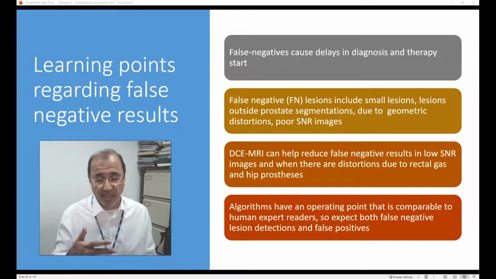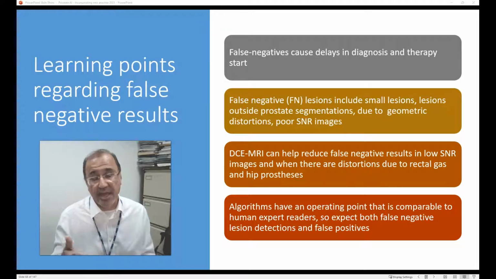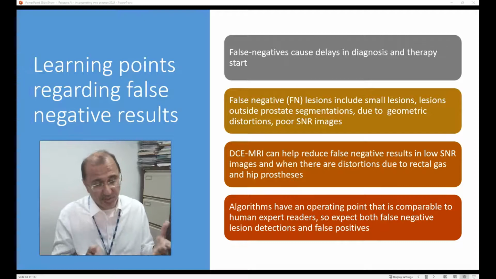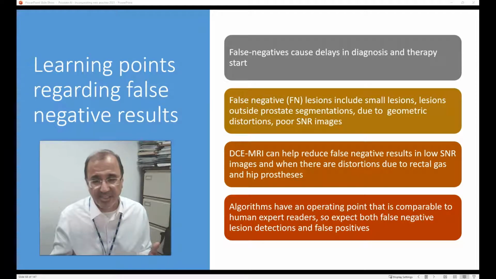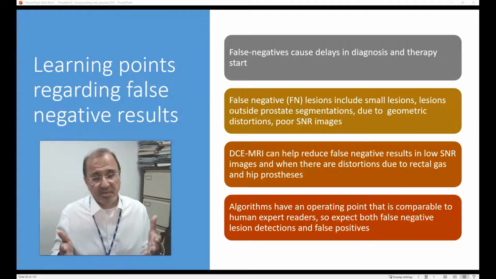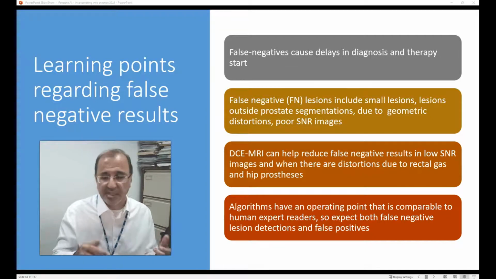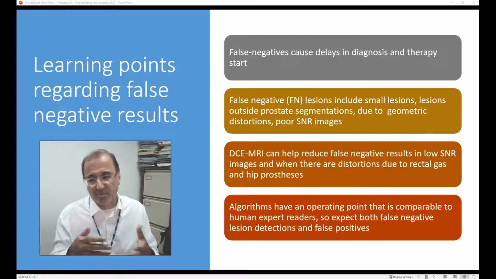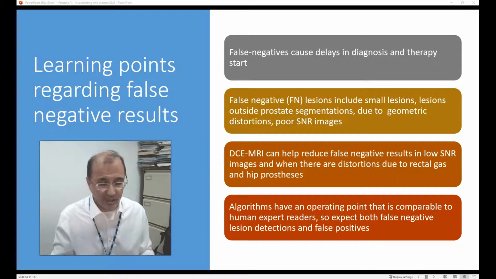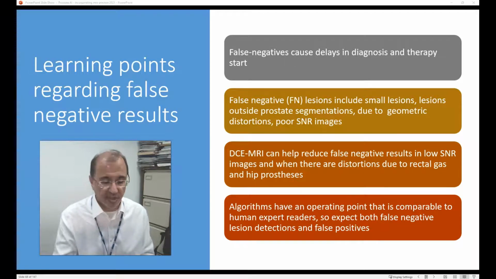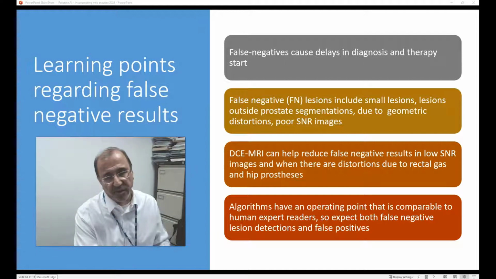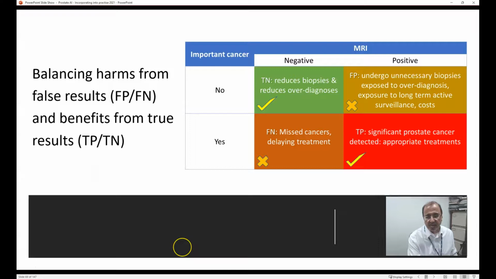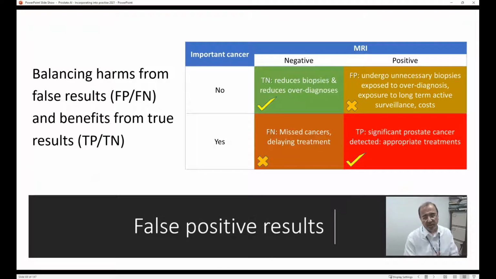But most importantly, you need to remember that AI algorithms have an operating point that is supposed to be like human expert readers. Just as humans make mistakes, and I've shown you a couple of humans that made mistakes, so we can expect the AI to have both false negative as well as false positive results. That's a perfect segue for the next section, which is on false positive lesions.